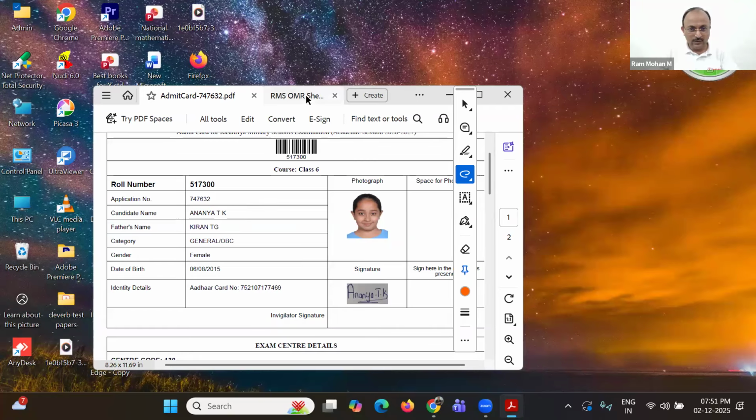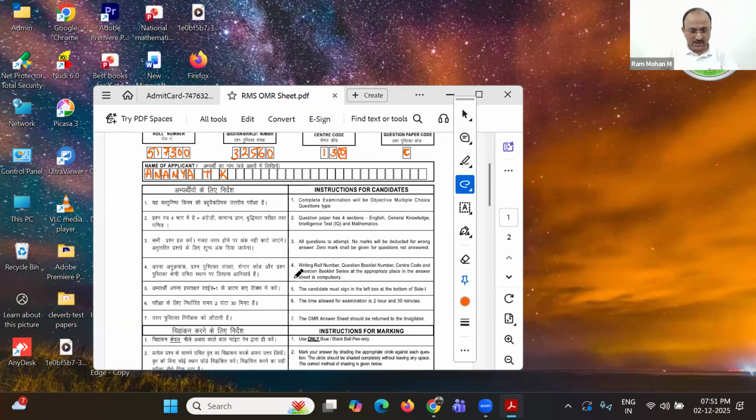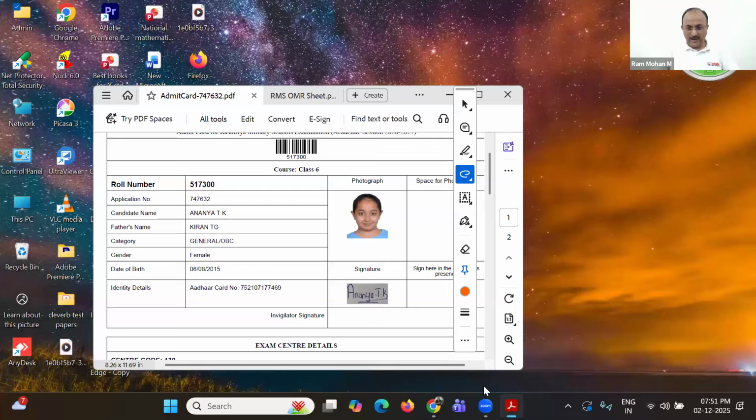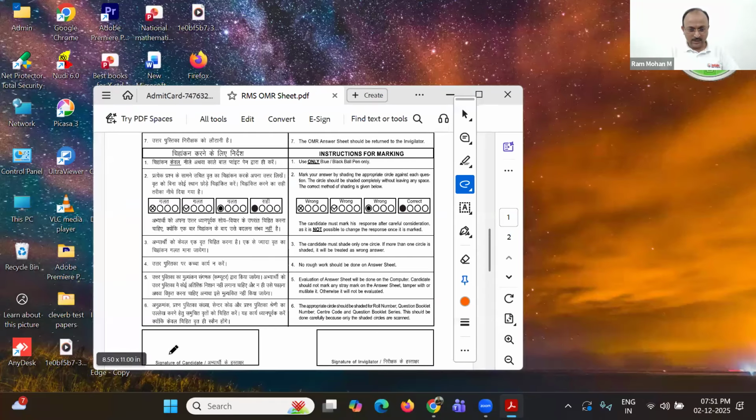Then what we'll do, we'll go to the bottom page. Here, you will be doing your signature. Signature of the candidate, how do you do it? In the admit card, you people have done it here, no? Same like this only you people have to do. You have to sign there. Okay? Here, you will be writing like this.